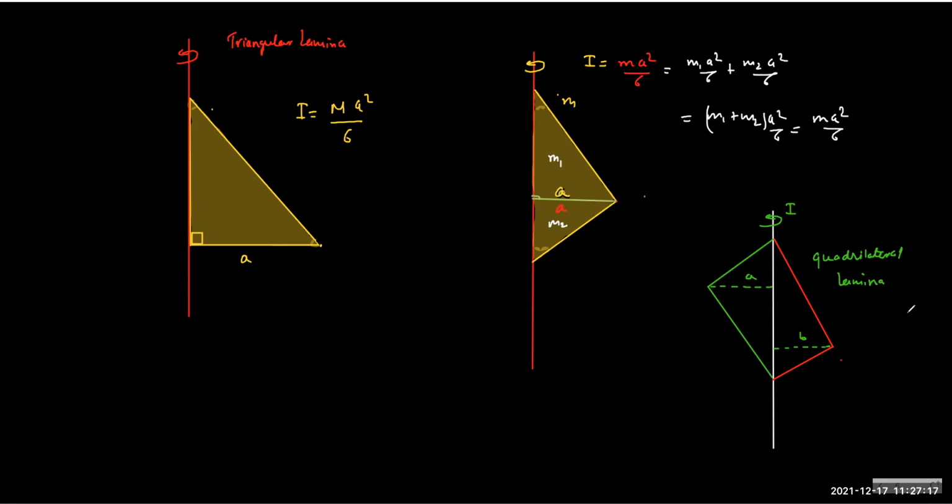So if it is a quadrilateral lamina, then the question is, the total mass, let's say, is M. So the mass of the lamina is M. What is the moment of inertia? Can you do this jugaad and get the answer? So both the areas are equal.